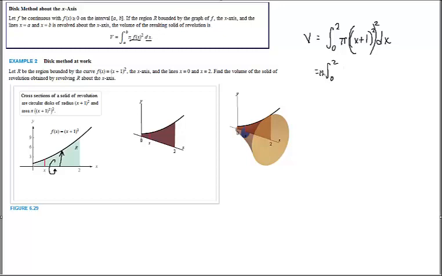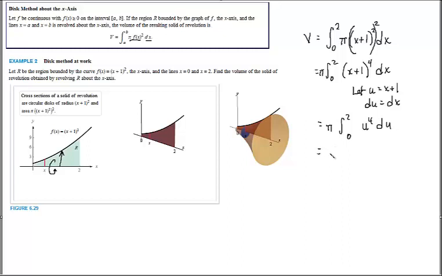Let's pull that pi out, because it's just a constant anyway, and then it's going to be x plus 1 to the 4th dx. Reviewing our substitution, that's the method I'm going to use for integration. Let's let u equal x plus 1. Then du is just plain dx. That makes it really handy.